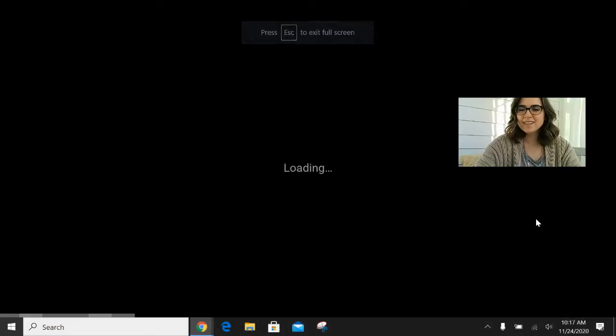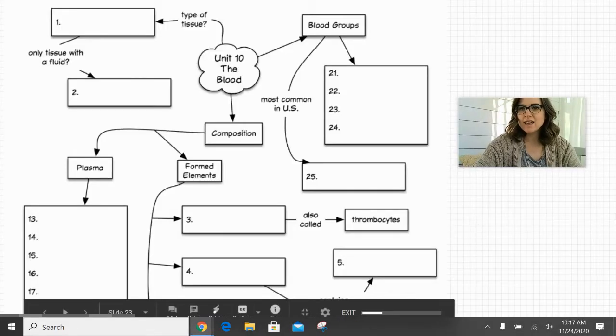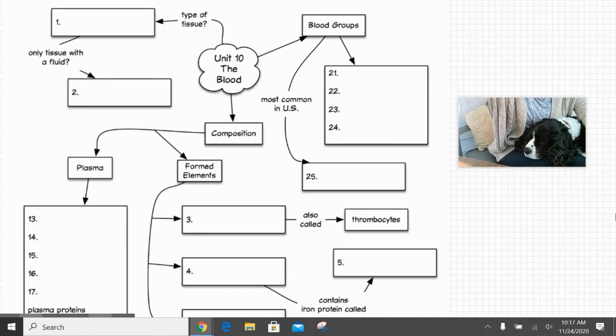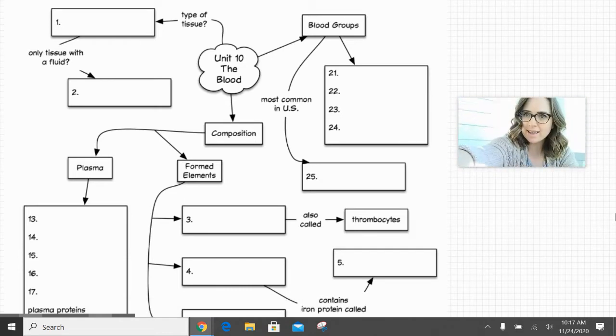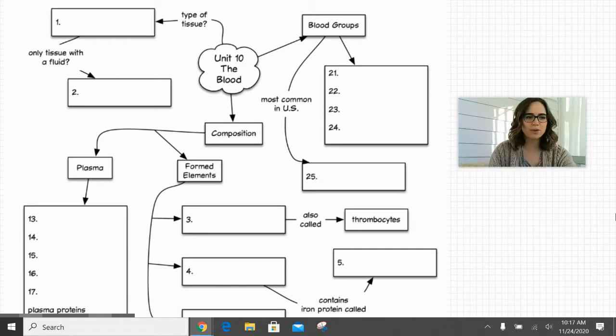Hello, anatomy and physiology. This is a review right before you should take your test. I've got a little penny wenny with me here, and we're just going to go through your concept map. So hopefully you fill this out before you take your test. It's on page 4 of your notes.